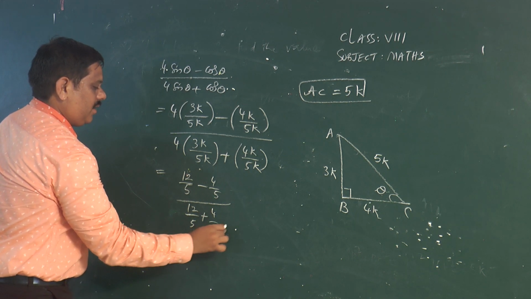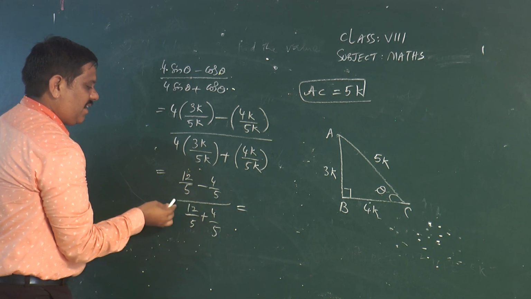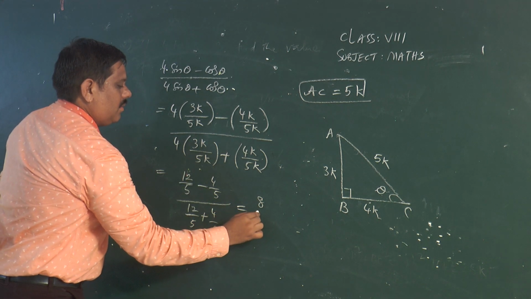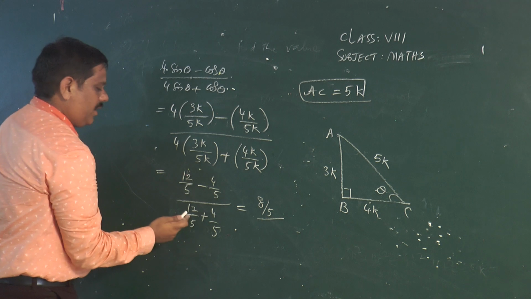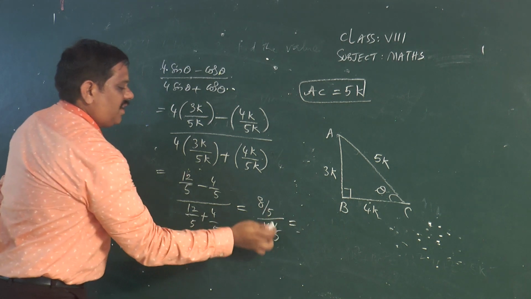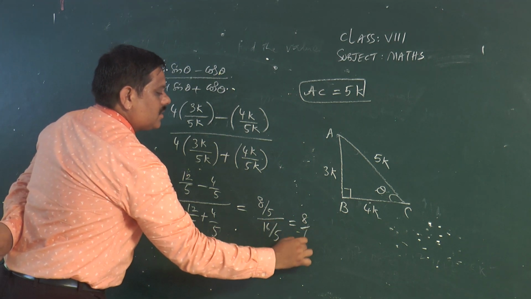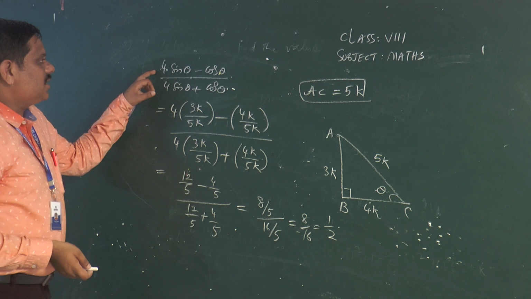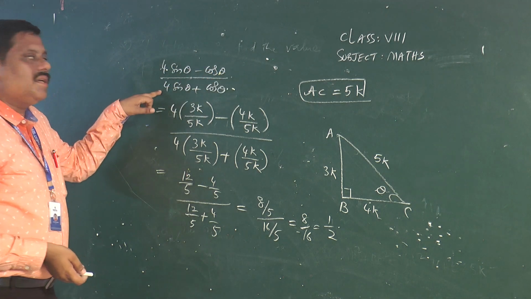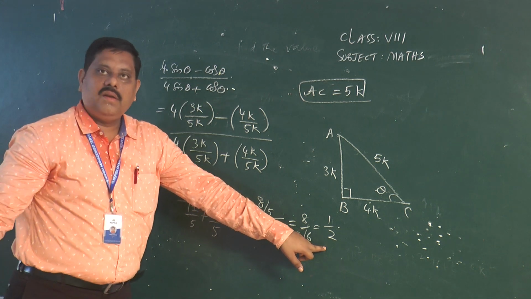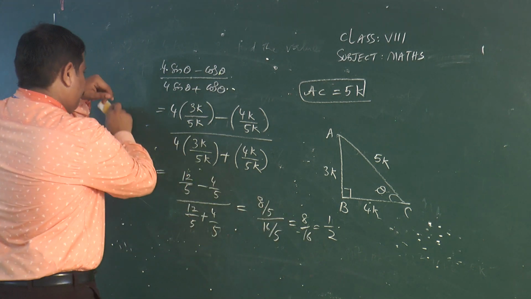plus 4 upon 5. As these are like fractions, 12 minus 4 is 8 by 5, divided by 12 plus 4, that is 16 upon 5. So 5 cancels, and we have 8 upon 16, that is 1 upon 2. So the resultant answer for (4 sin theta minus cos theta) by (4 sin theta plus cos theta) is 1 upon 2. Fine. Let us move to the next question.